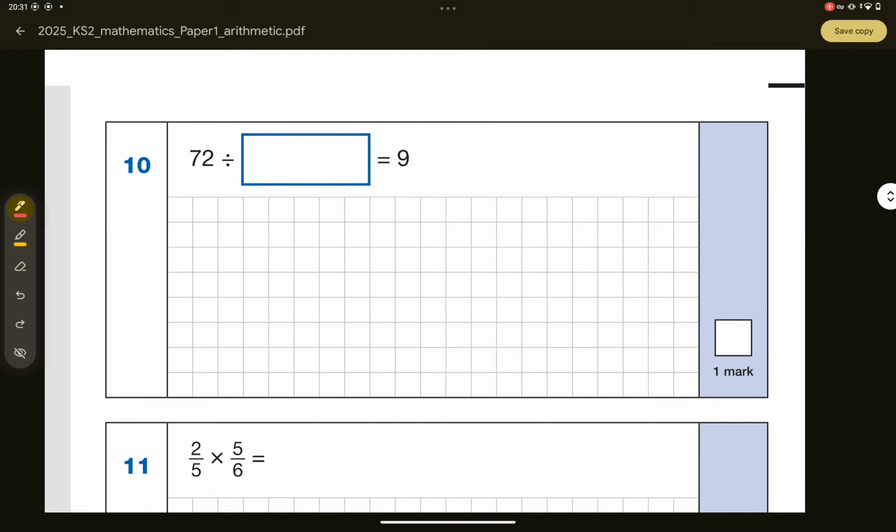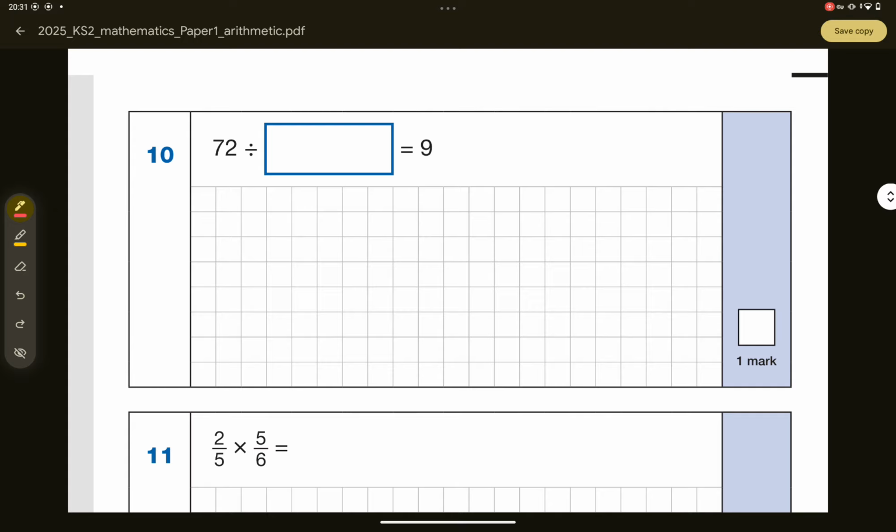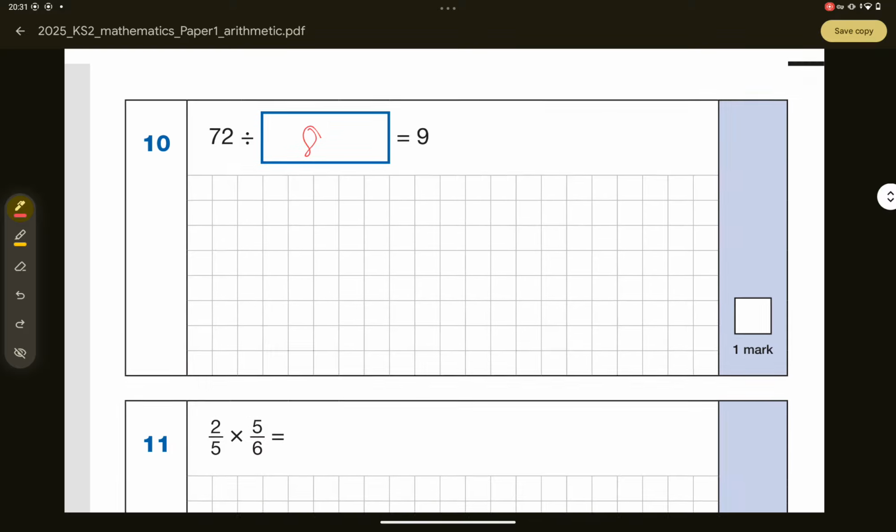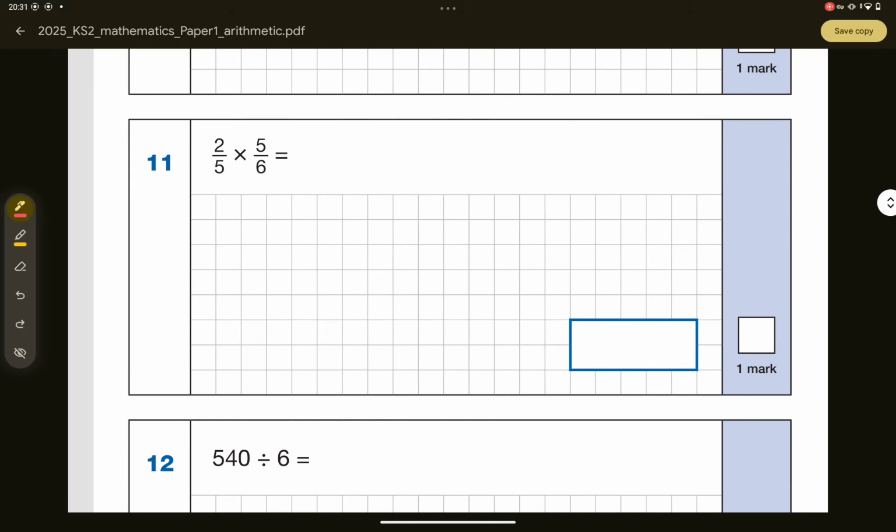And then 72 divided by something equals 9. Again, you need to know your times tables. That is 8. For this one, you have to do 2 times 5, which equals 10, and 5 times 6, which equals 30. And that gives us 10 over 30. Now you can write that in the box, but I would simplify it, which equals 1/3.